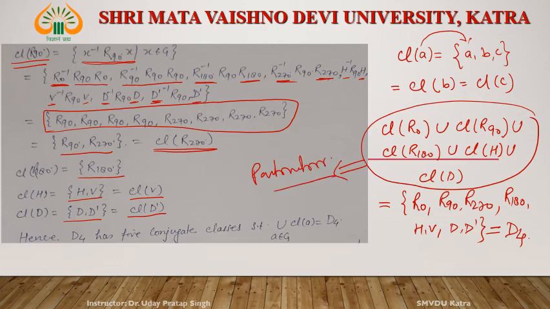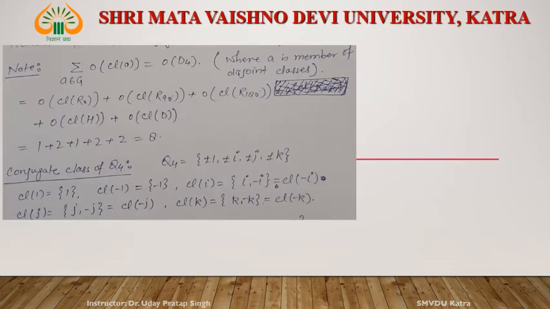Okay? See one equation, that is the order of CL A. Evaluate the conjugacy class of each element A, take the order of CL A, and take the summation for every element of G. This is nothing but the order of G. See in the previous example, what is the order of CL R0? It contains one element, that is 1.